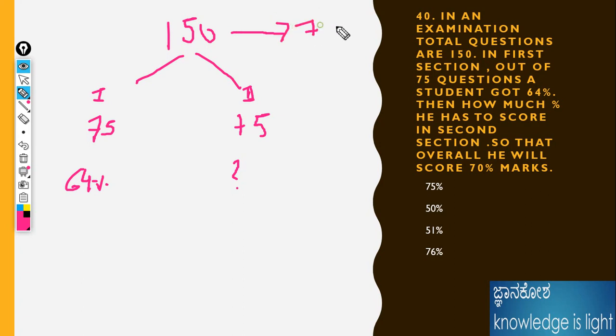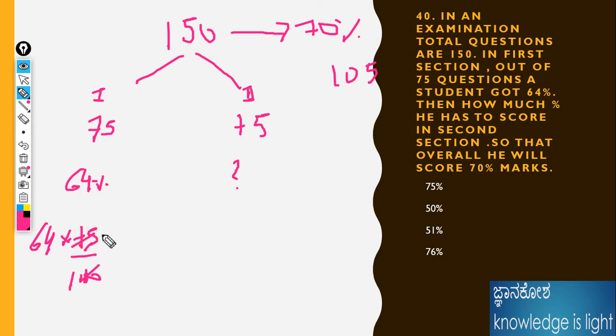Whatever the percent is, 150 times 70% is 105. That means 70% of 150 is 105 for this value. Then how can we find out? Because anyway 105 marks is coming. Then 64% of 75. Understand? What is the thing?